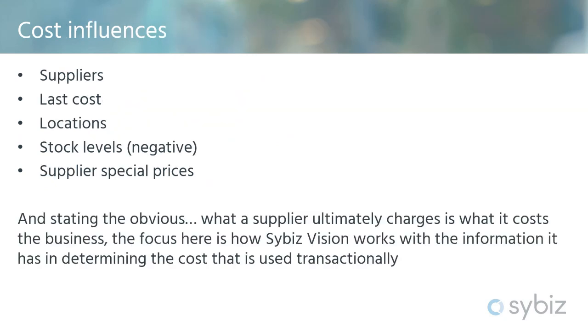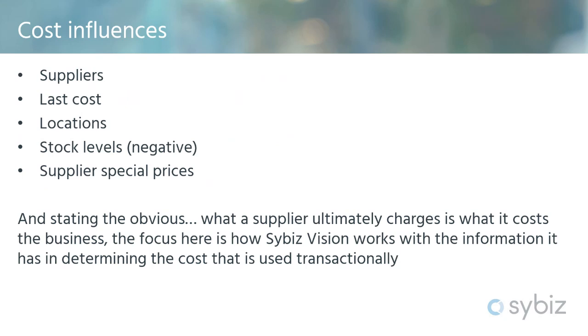In terms of influences on costs, obviously suppliers come into play, and we'll talk about that in the context of transactions in a moment as well. Last cost is a concept that we'll talk about as well, and that's something that needs a little bit of explanation and comes into play with things like negative stock. Locations also come into play. If you do have multiple warehouse locations, that does come into play.